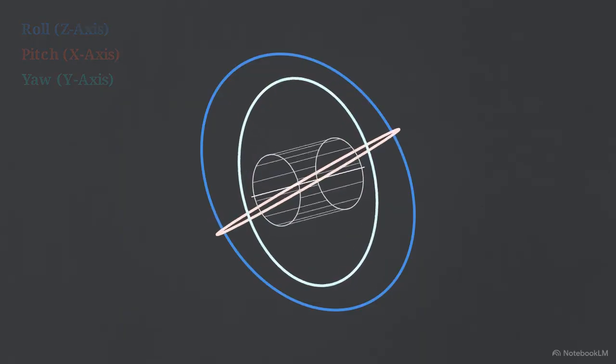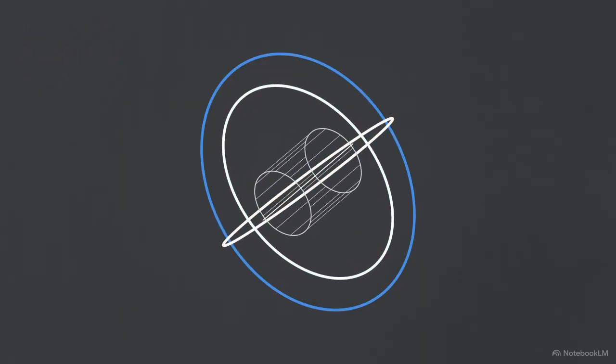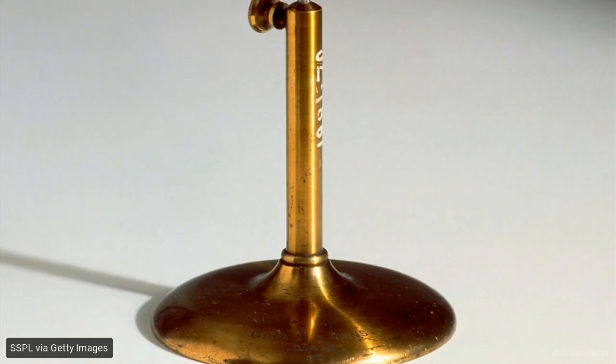But these axes move independently until 2 align. Then the system loses a dimension. The rings overlap and rotation stops. Engineers call this Gimbal lock.